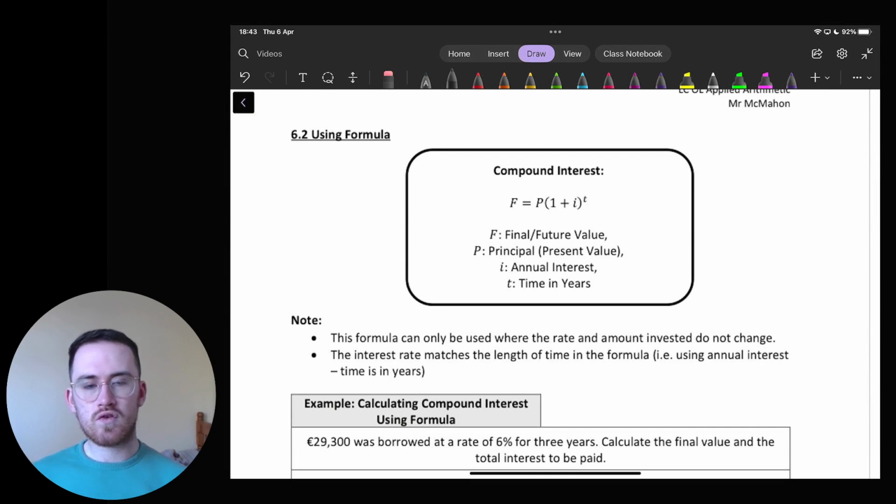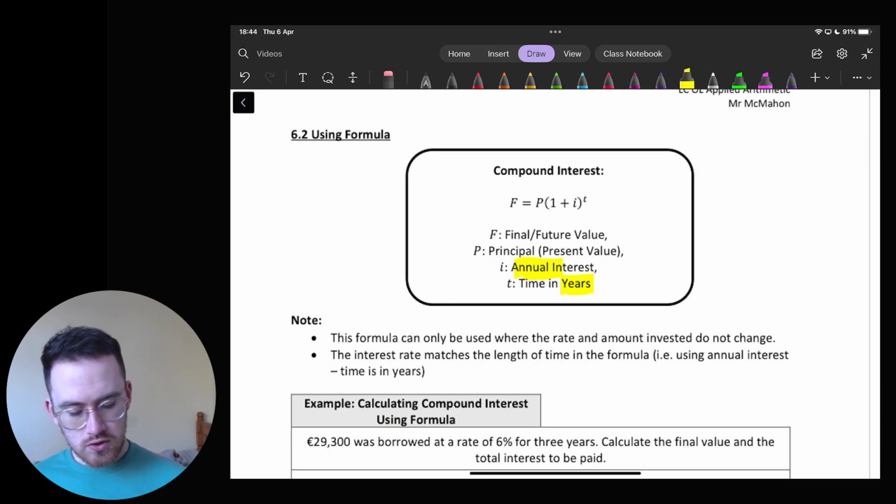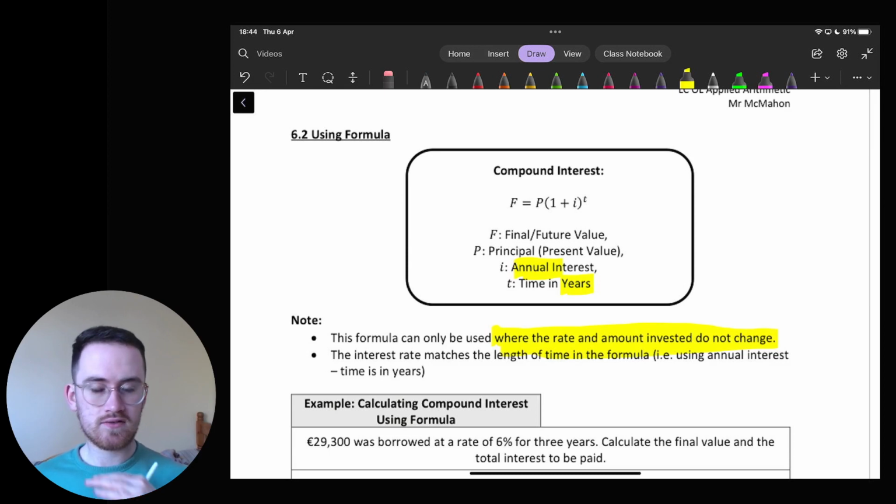And it's your compound interest formula, where F is what we call the final or the future value. P is called the principal, which you can nearly think of as the present value, so that's the amount that you invest. I is our annual interest, and T is the time in years. So the interest rate matches the length of the time: because my interest is annual, my time is in years. And this formula can only be used where the rate and amount do not change. So both the rate and the amount have to stay the same.